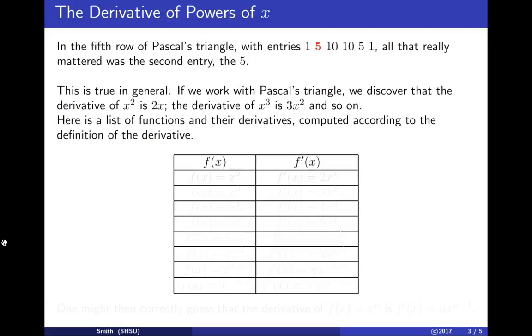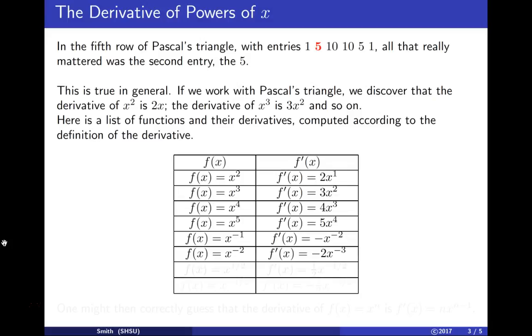If we work through a number of these, here's what we get. If my function is x squared, the derivative is 2x. If my function is x cubed, the derivative is 3x squared. X to the fourth, its derivative is 4x cubed, and so on. In fact, if we're careful and look at negative powers of x, like x to the minus 1, work out the algebra, we can get that the derivative is minus x to the minus 2. Here are some other examples that do not use Pascal's triangle. The derivative of x to the minus 2 is minus 2x to the minus 3.